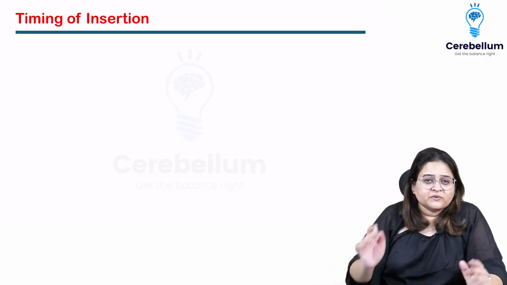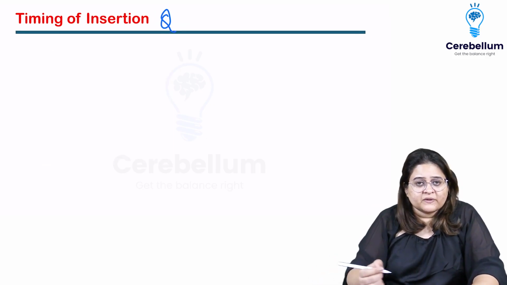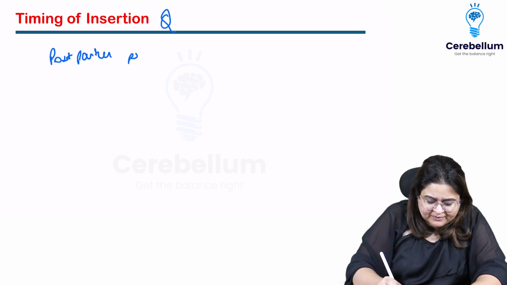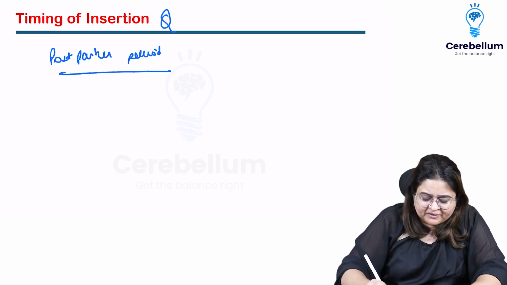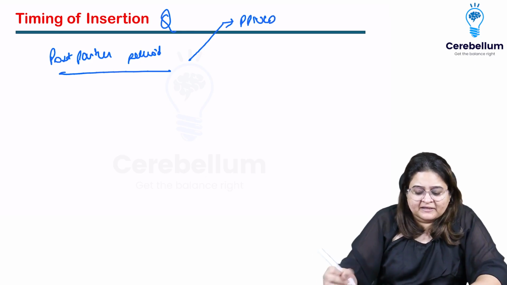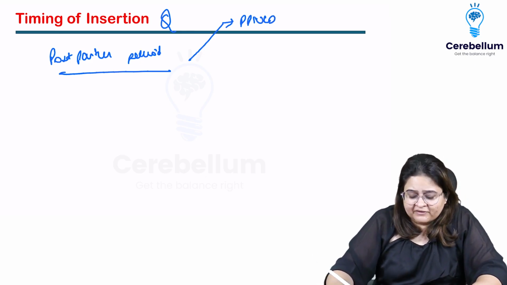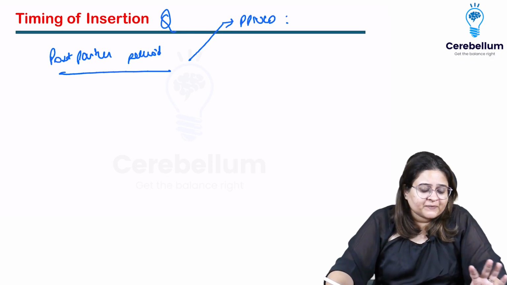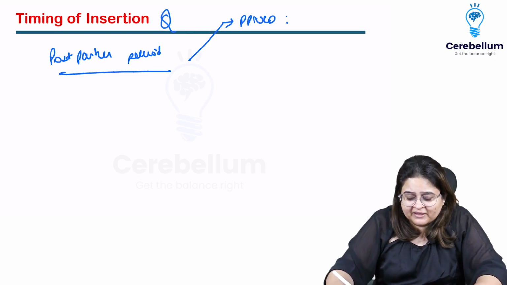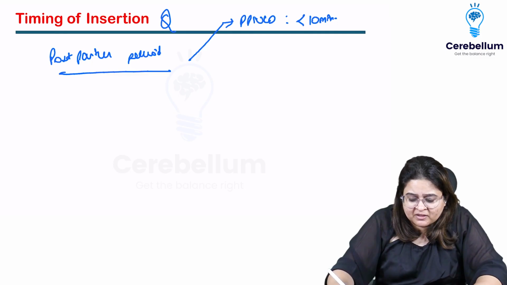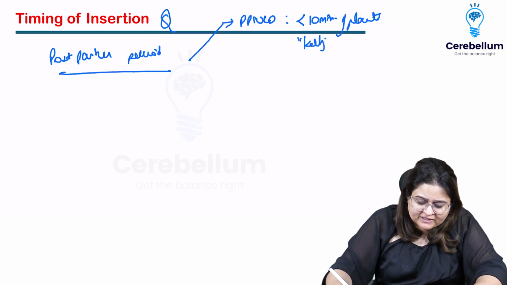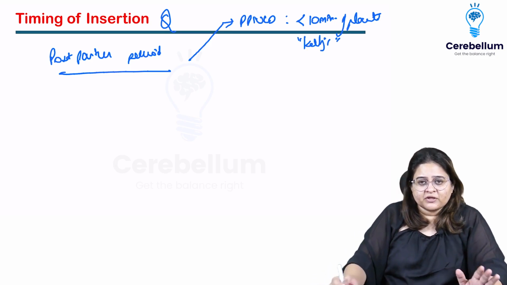Now, when all can you insert a copper T? Very importantly asked questions. You can insert a copper T in the postpartum period. Now, in the postpartum period, there are several times you can insert. One is PPIUCD, that is post-placental intrauterine copper device insertion, which is given a big promotion by the government of India to motivate women at the time of birth, and this should be inserted within 10 minutes of placental delivery. There's a special forceps called the Kelly's forceps, which is used to put in the intrauterine device.